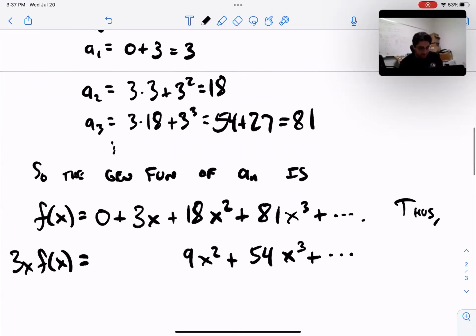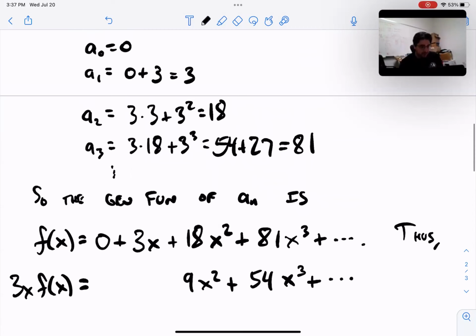Well, I'm trying to line it up with the expression just above it, which is really my goal. Look at, for example, this 81. This 81 came from that 54. And what was the 54? It was 3 times the previous term.